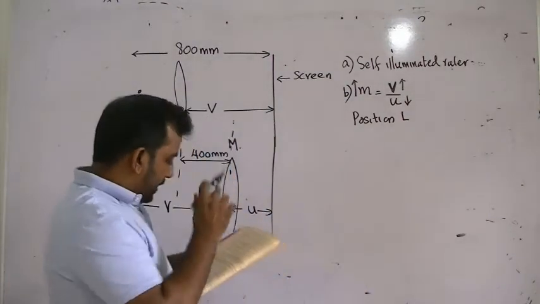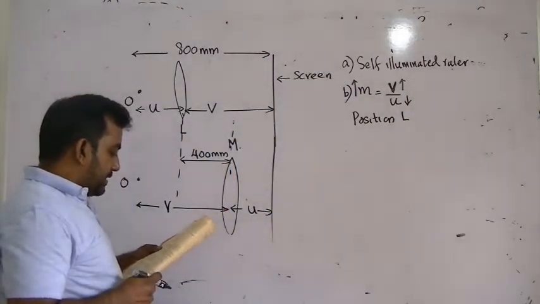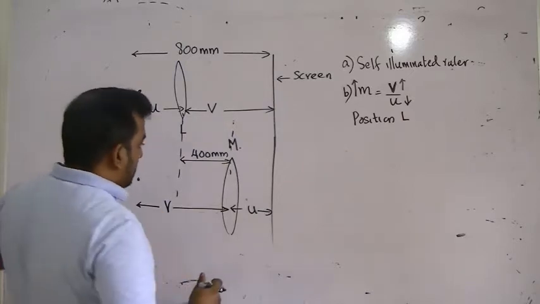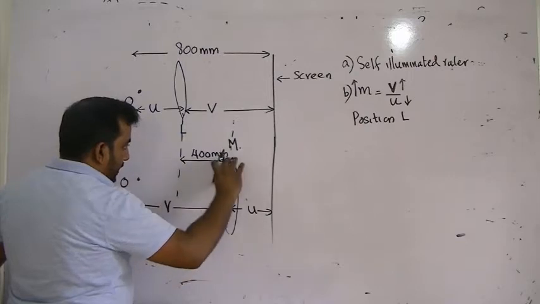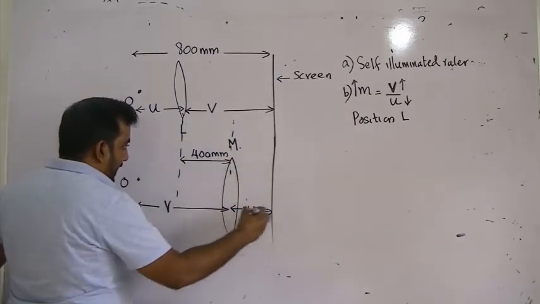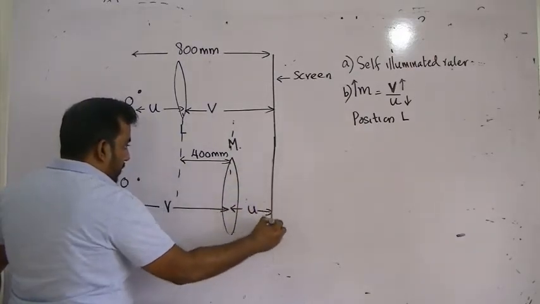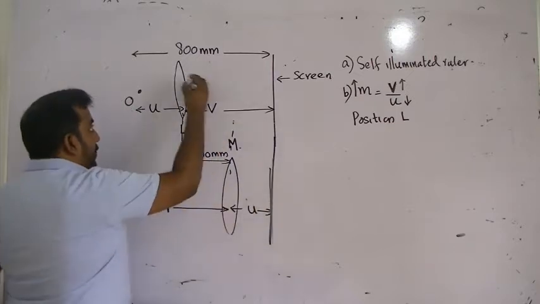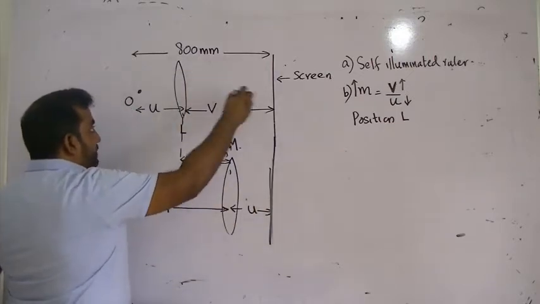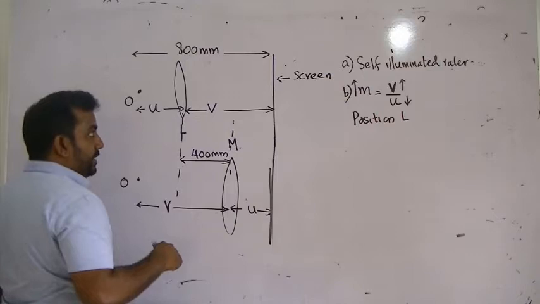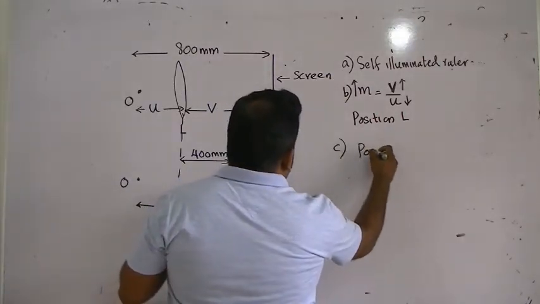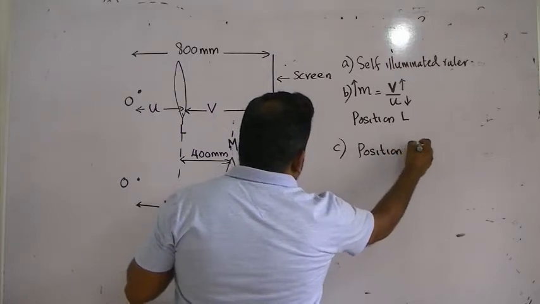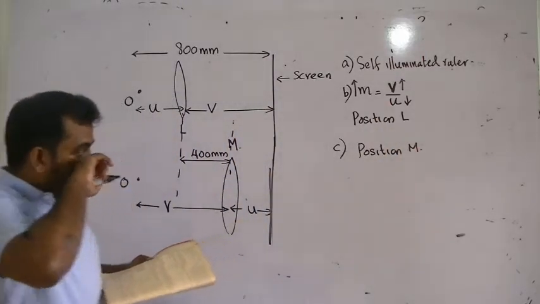Okay. Third one. Which of the lens positions gives a brighter image? If it's closer to the screen, most of the light rays will be focused on the screen. Far away from the screen, light rays might disperse. Therefore, for part C, the answer is position M. You can write the reason also.